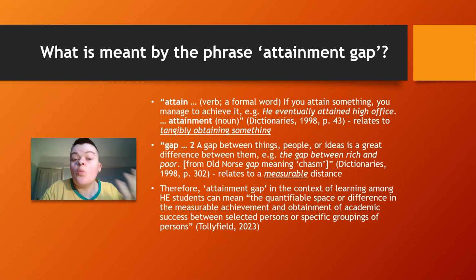So firstly, what is meant by the phrase attainment gap? You can see here I've got two dictionary definitions. I've got attain and I've got gap. And then at the bottom I've formulated my own definition of attainment gap itself based on the dictionary definitions of attainment and gap. Main things to point out when you're reading these definitions: attainment, I discerned, relates to tangibly obtaining something, okay? And gap, this second dictionary entry here, relates to a measurable distance, and that's how I formulated my own definition at the bottom of attainment gap.